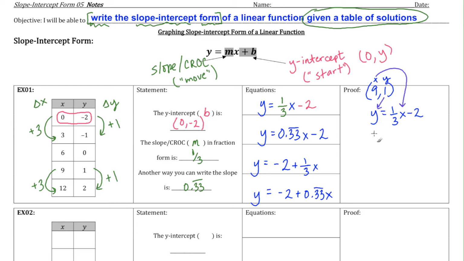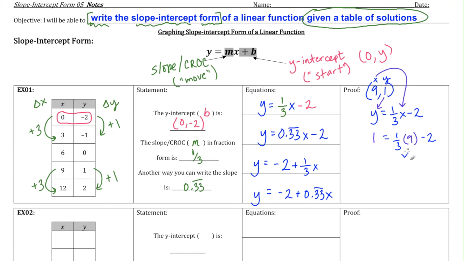So 1 goes right here. Equals 1/3, and then instead of the x, I'm going to substitute in 9. And then minus 2. So my left side, when I'm done, my left side should equal my right side.